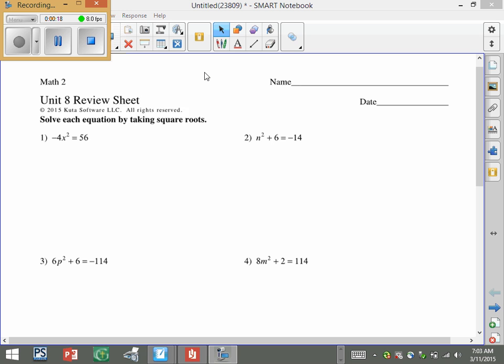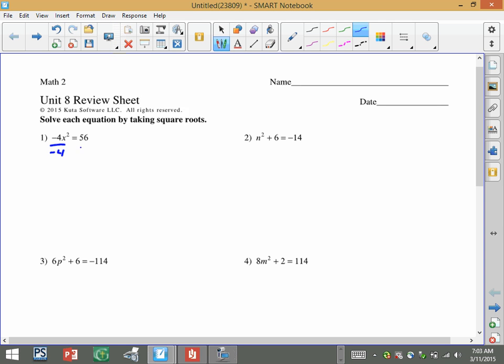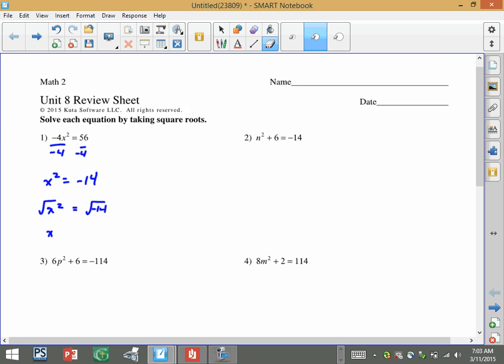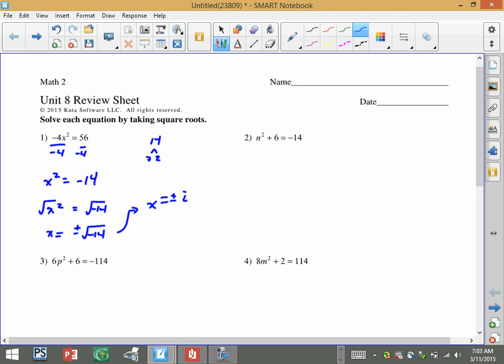So these first four problems are just asking me to solve by taking the square root, which means I should be able to move everything except for the x squared to one side. So here, like number one, if we divide both sides by -4, you end up with x squared equals -14, and now I can take the square root of x squared, which is x, and I can take the square root of -14. Every time you take a square root, you got to remember it's plus or minus that answer. Now 14 won't break down into two perfect squares. We have 7 and 2, so nothing can be pulled out. However, we can pull out that negative, so it's x equals plus or minus i root 14.